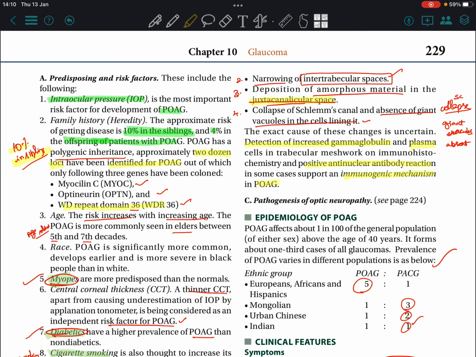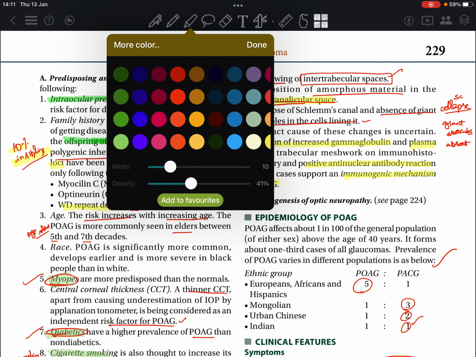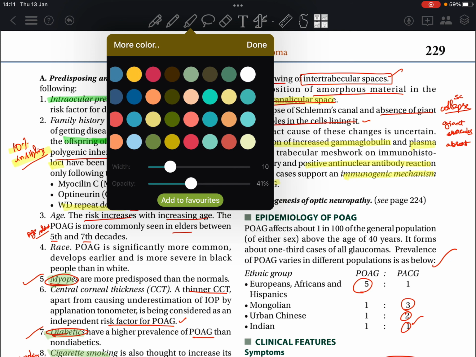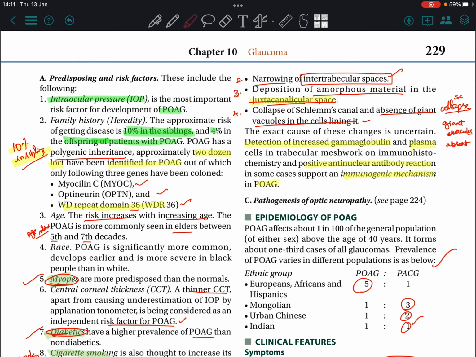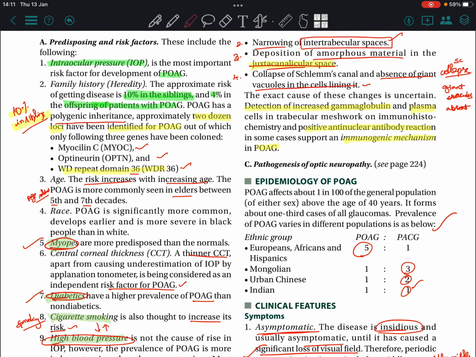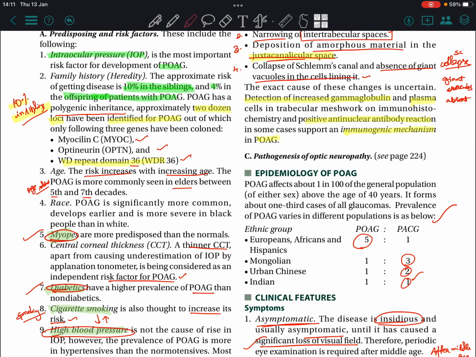Predisposing factors: intraocular pressure is the most important factor. Family history: it is also seen in 10% of siblings and 4% of offspring of patients with parents with glaucoma. POAG has a polygenic inheritance.